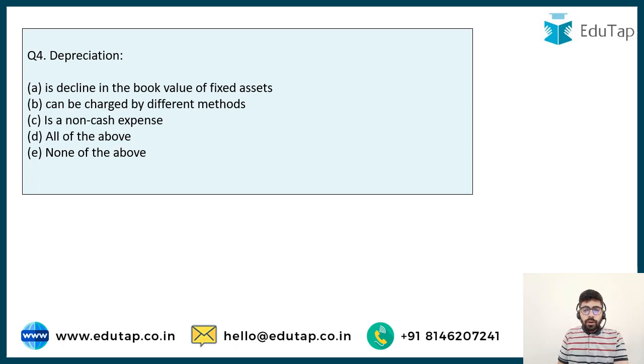Now let's move on to the next question. Depreciation. So this is about depreciation. Options are: is a decline in the book value of fixed assets, can be charged by different methods, is a non-cash expense, all of the above, or none of the above. So this question is primarily about the concept of depreciation. If you are aware of this concept, you would be able to easily answer this one as well.